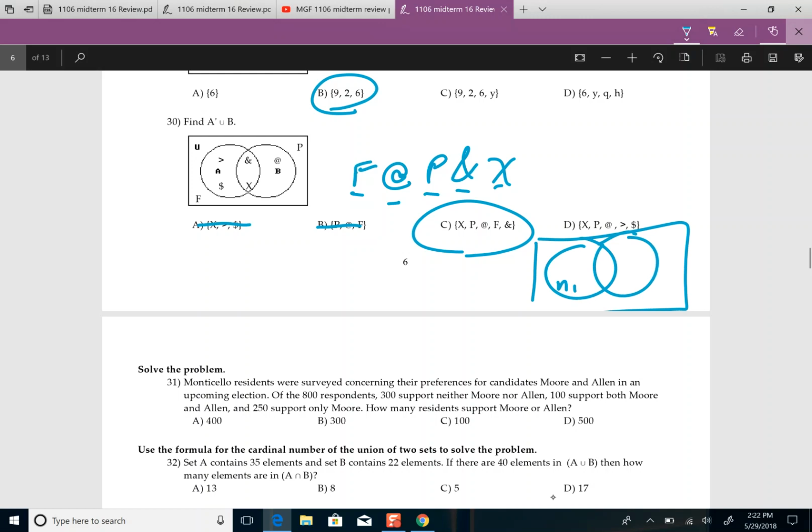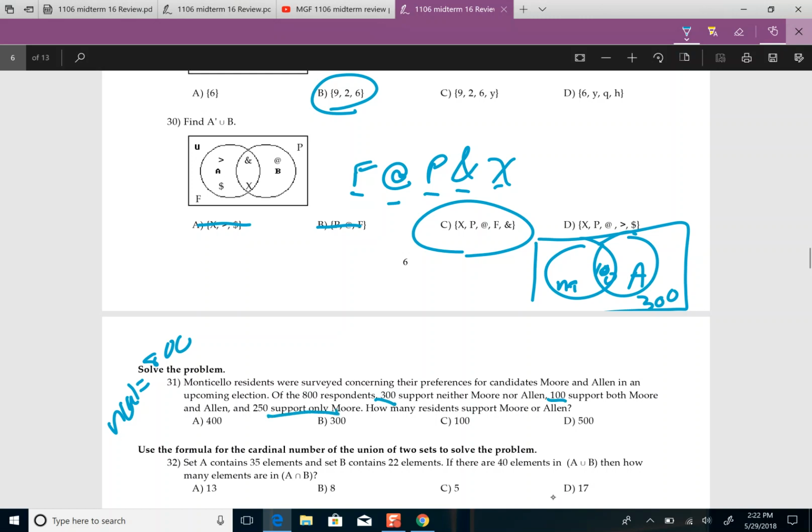So let's put a little M here for Moore. Let's put a little A here for Allen. All right, I know at the end there are 800 people. We'll get to that. So the number in the universe is 800. All right, 300 don't like either one of them, so that goes out there. So 300 don't like Moore, they don't like Allen. 100 like both of them, so that goes in here. Hope you can see that's 100. So we took care of the 300, we took care of the 100.